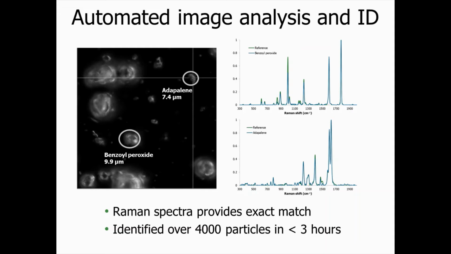Knowing the APIs are adapalene and benzoyl peroxide, we created a custom reference spectra for both APIs and then used Raman spectroscopy on Hound to analyze enough particles to get statistically meaningful size distributions for both APIs. Using fully automated Raman analysis mode, Hound can identify and distinguish over 4,000 API particles in less than 3 hours.